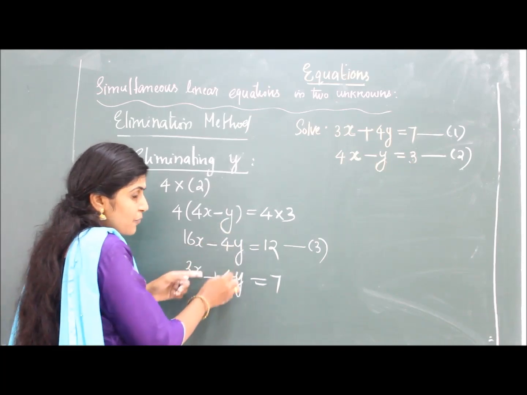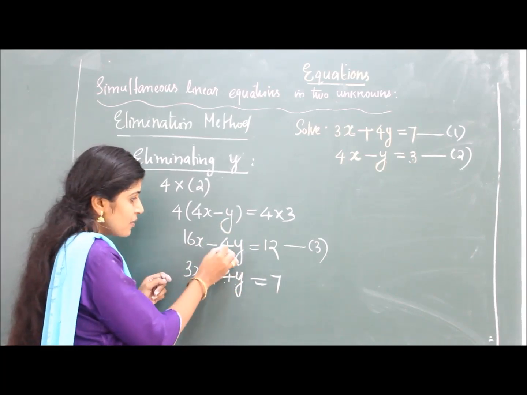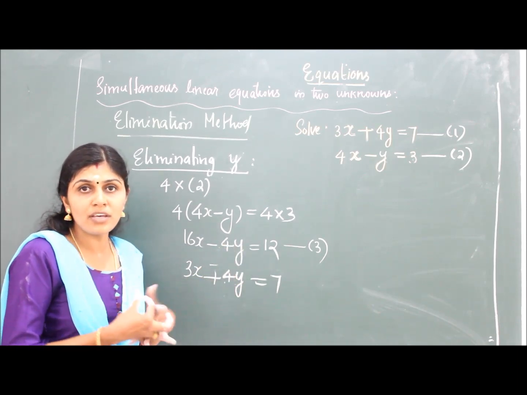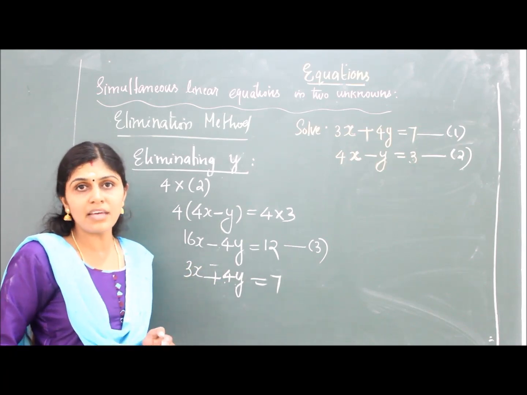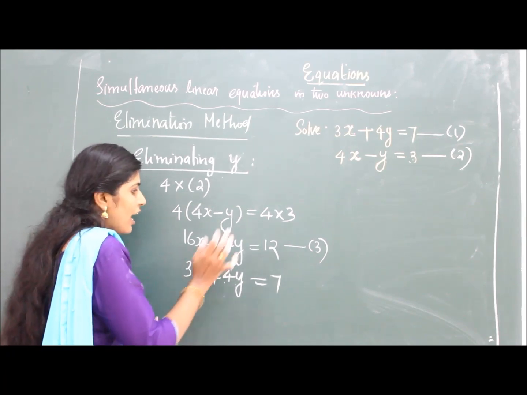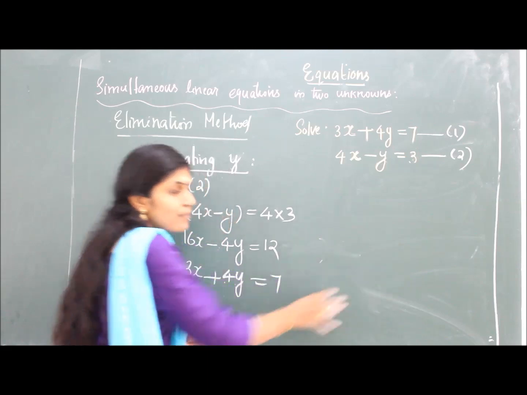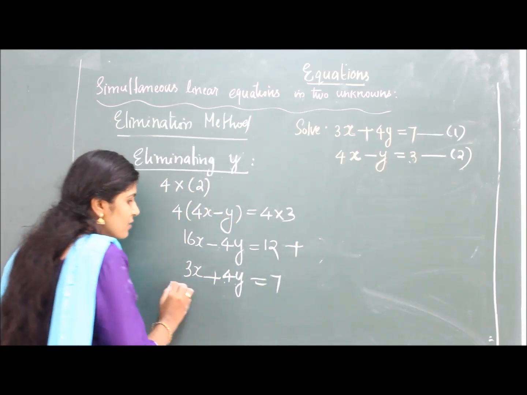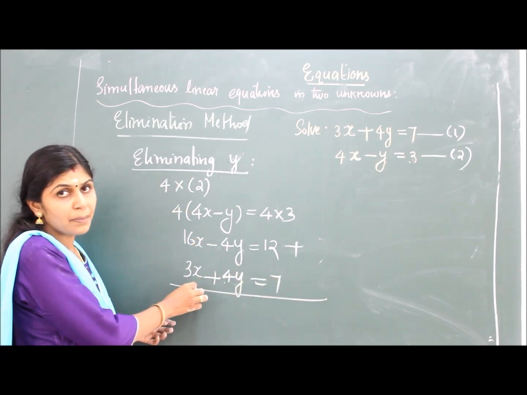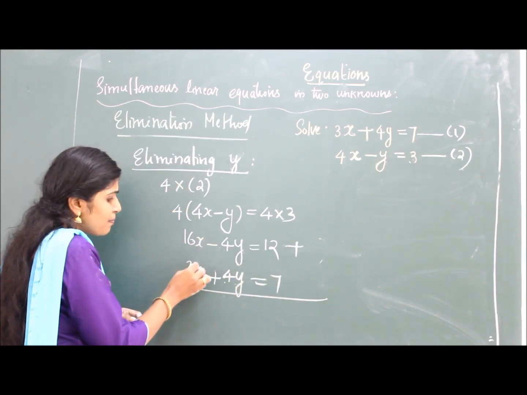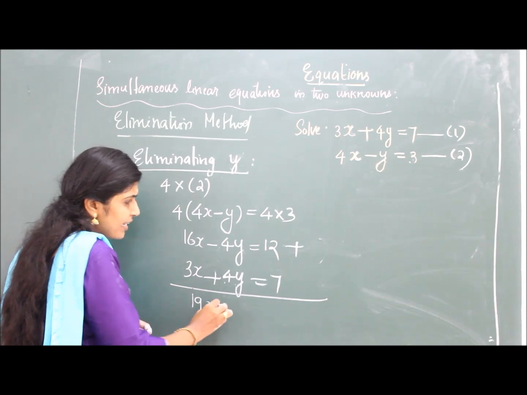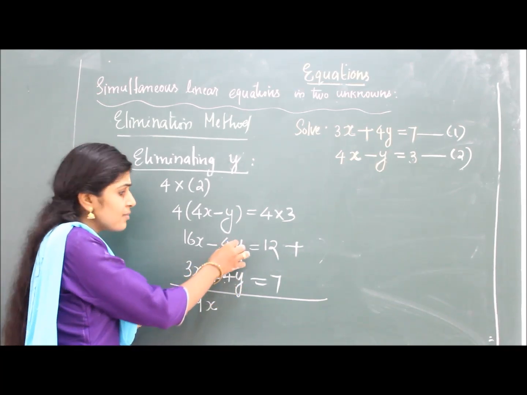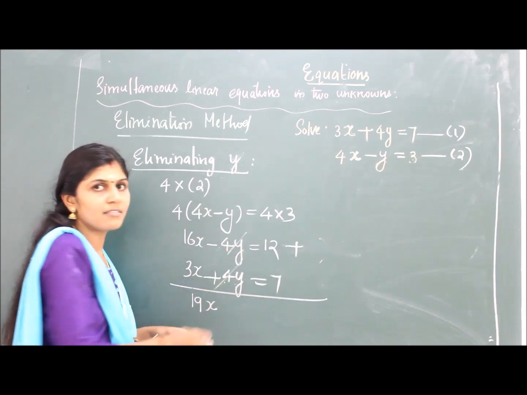But if you subtract the two equations, what happens? This is minus 4y, this also becomes minus 4y, which gets added together because both are of the same sign, right? So at this stage I am deciding that I have to add these two equations. Okay, so when you add these two equations, what happens? 16x plus 3x will give 19x, right? Minus 4y plus 4y, which gets cancelled.